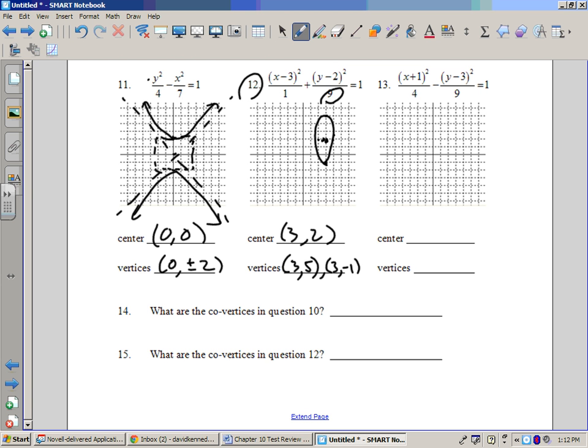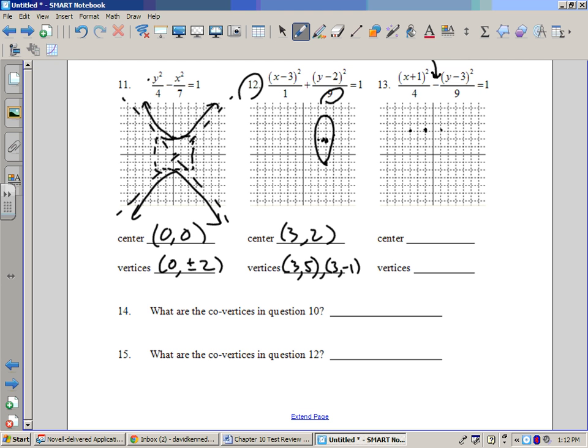This last one for number 13 is actually a hyperbola. Why? Because there's a minus sign between the two squares. The center of my hyperbola is -1, 3. This one starts with an x, so it's going to go left and right. So my vertices are going to be the square root of 4 to the left and the square root of 4 to the right.